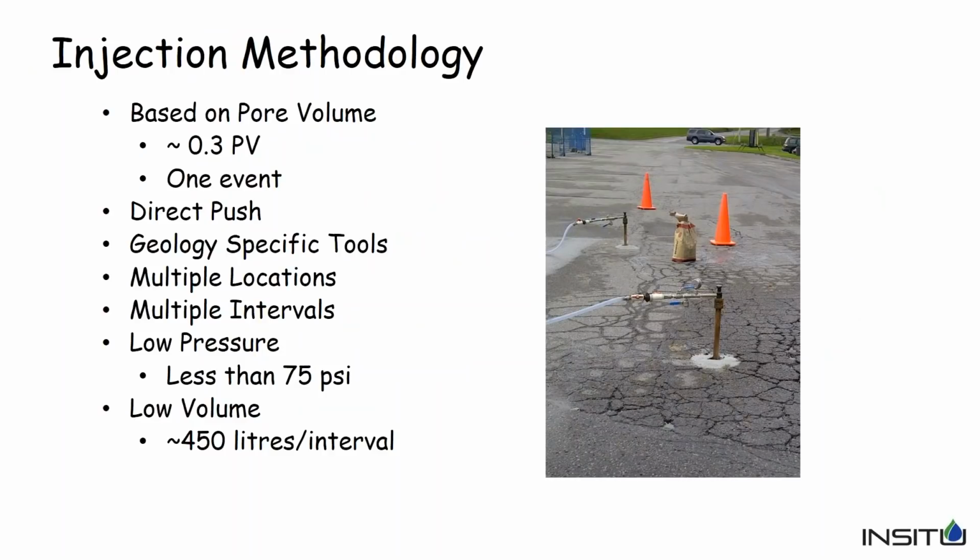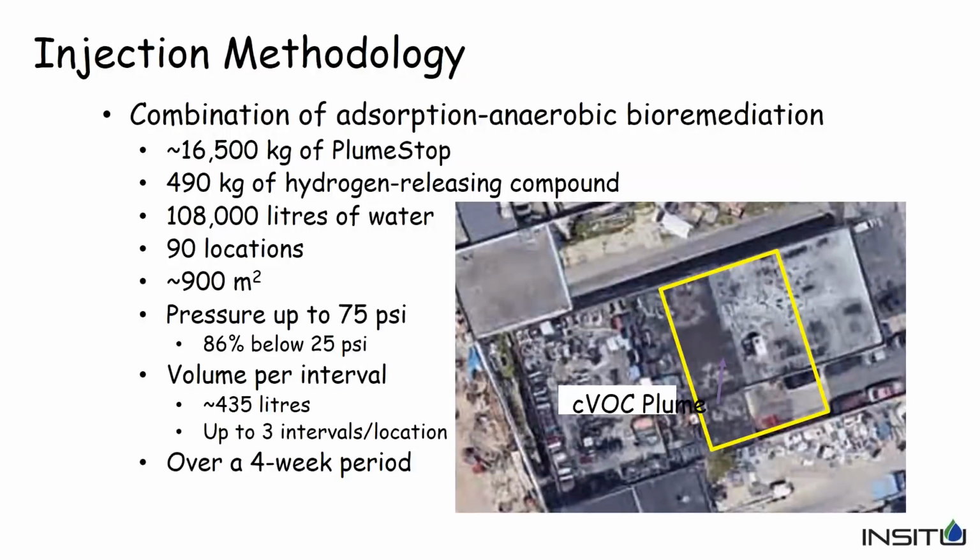So how did we inject it? We assumed a 0.3 pore volume method. We used direct push or geoprobe with specific tools. We did it at multiple locations and multiple vertical intervals to make sure we got good vertical and lateral distribution. Low pressure, our highest point was 75 psi, and we put in about 450 liters of solution at each interval. So overall, we injected about 16,500 kilograms of PlumeStop and almost 500 kilograms of hydrogen-releasing compound, contained in about 100,000 liters of water. We injected 90 locations over 900 square meters, and once again, these are the pressures. It was completed over a 4-week period.